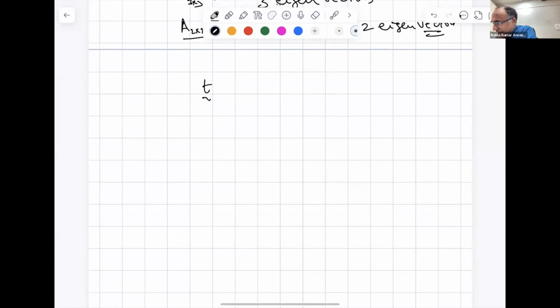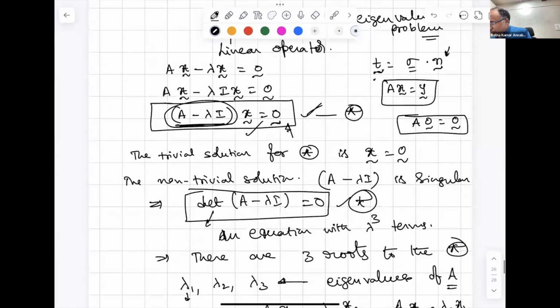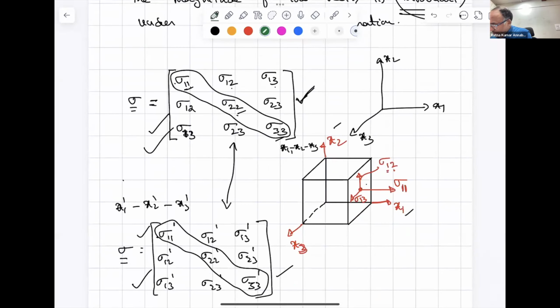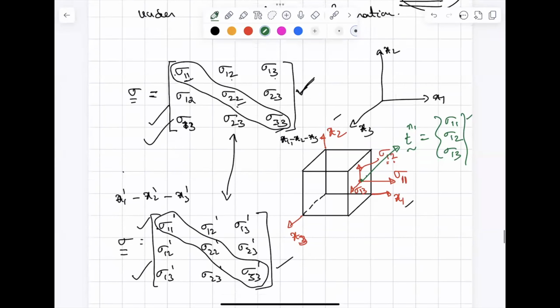Now we have seen that the traction vector is equal to sigma dot n. In general, the traction vector will be in some other direction. Why would I say that? Suppose you look at this picture, the traction vector will be in some direction, because the traction vector on the n1 plane is sigma 11, sigma 12, sigma 13. The normal n to this surface is 1 0 0, but the traction is definitely not in the direction of 1 0 0. Do you agree or not? Yes, sir.